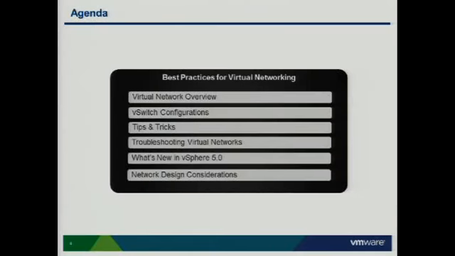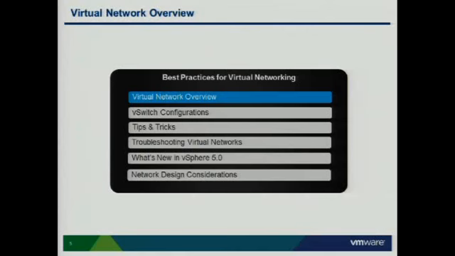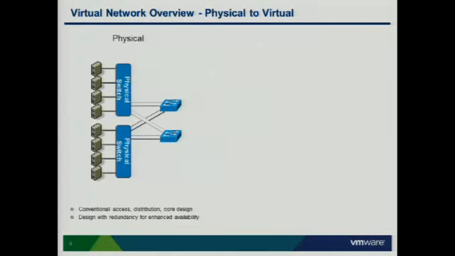On our agenda here, we have a virtual network overview. We're going to be looking at vSwitch configurations, tips and tricks, troubleshooting virtual networks, what's new in vSphere 5.0, and network design considerations. So we'll get started here. Beginning with the virtual network overview, we're going to take a look first at the physical to virtual side. On the physical side, we're looking at conventional access, distribution, core design, and a design with redundancy for enhanced availability.